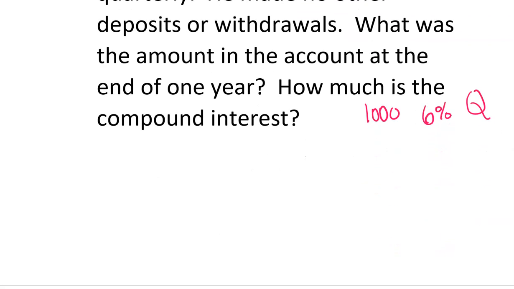So the first thing is quarterly means 4 times a year. So interest is determined 4 times a year. So we're going to have 4 different lines in our little table that we're going to do. And actually the book is a table, but we're going to kind of do it line by line. So principal times rate times time.